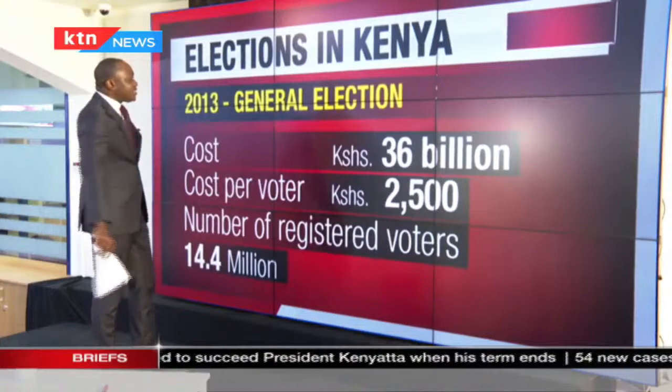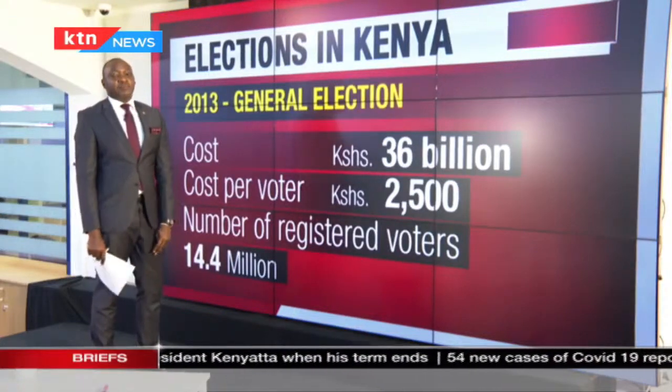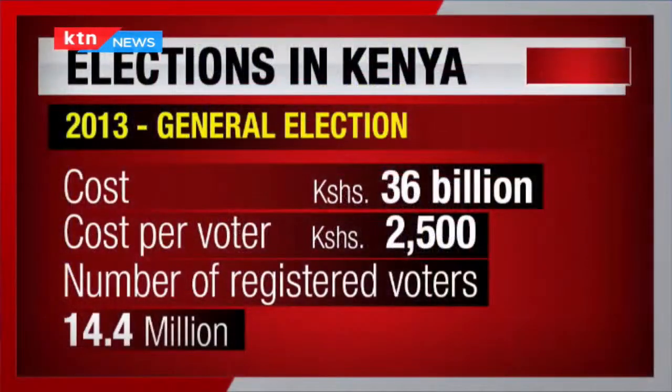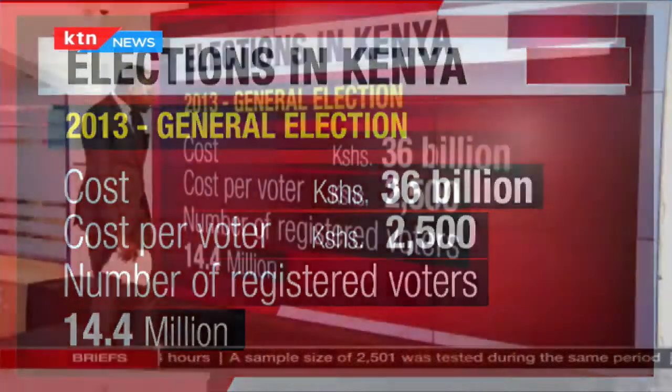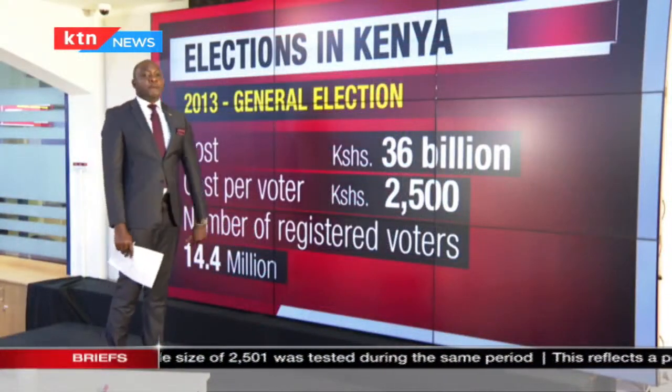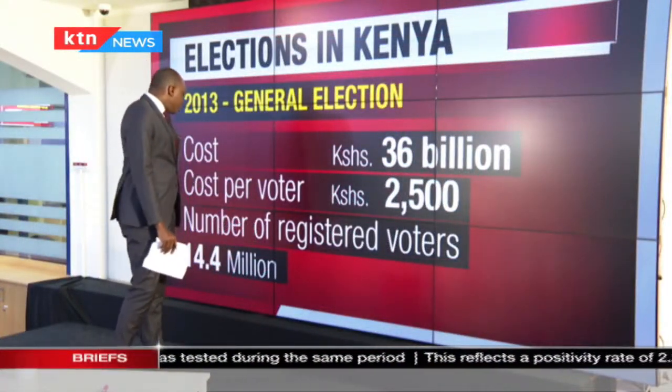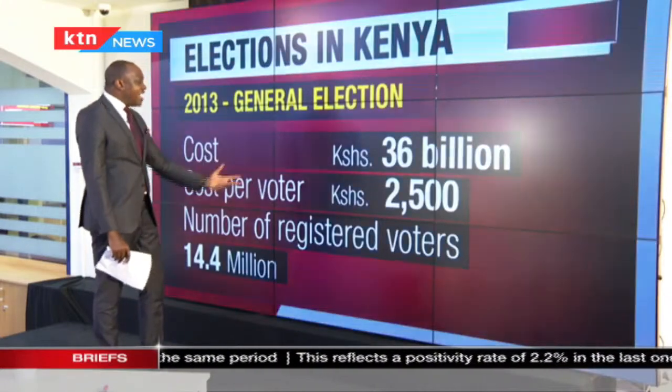So let's take you to the 2013 election that brought in Uhuru Kenyatta and William Ruto. The cost of that election was 36 billion shillings. It's been increasing every year, and the cost per voter in 2013 was 2,500. The number of registered voters increased by about 2 million voters to 14.4 million voters in 2013.